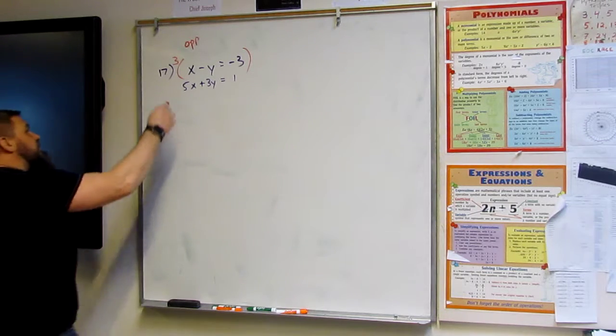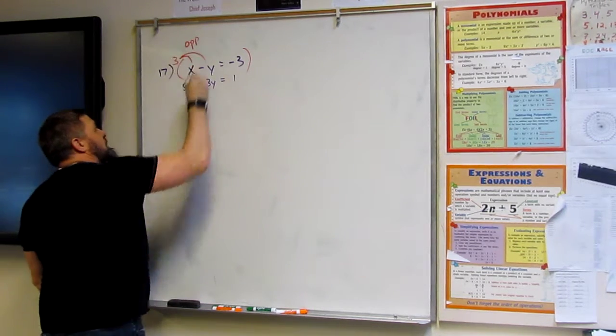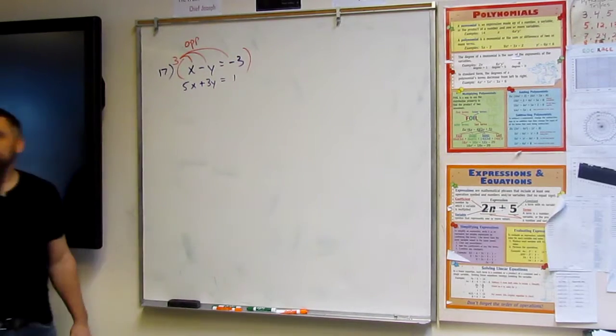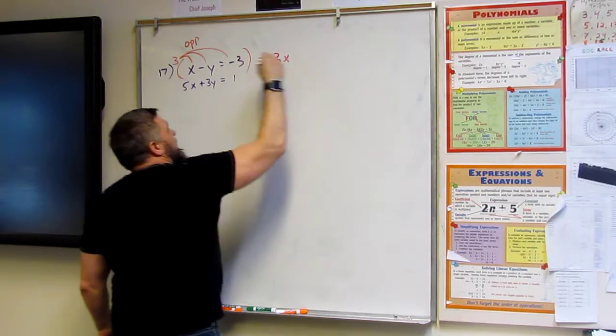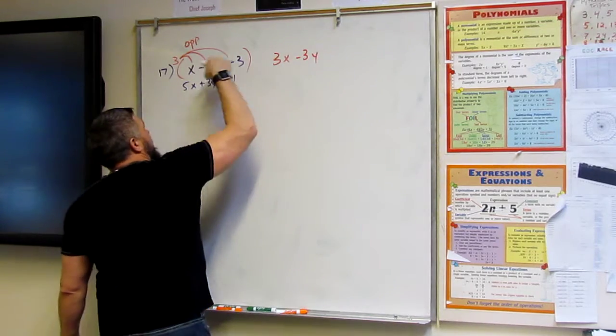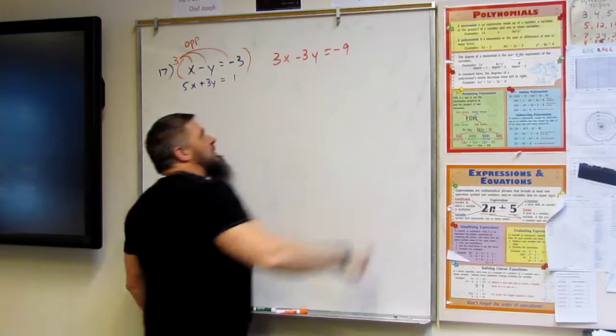Okay? So, everybody on the block gets a paper. 3 times x is 3x. 3 times negative y is negative 3y. 3 times negative 3 is negative 9.